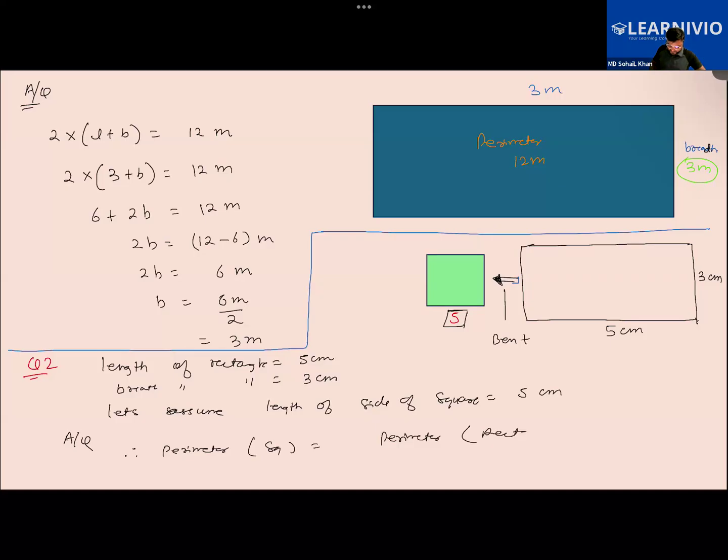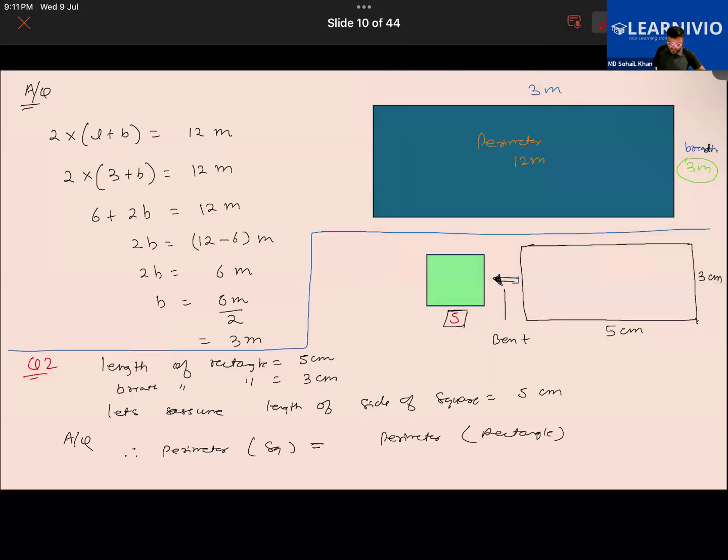Isn't it? And you know the perimeter of the square will be how much? Tell me, the perimeter of this square having the side length S. The perimeter of the square will be 4 times side, 4S.